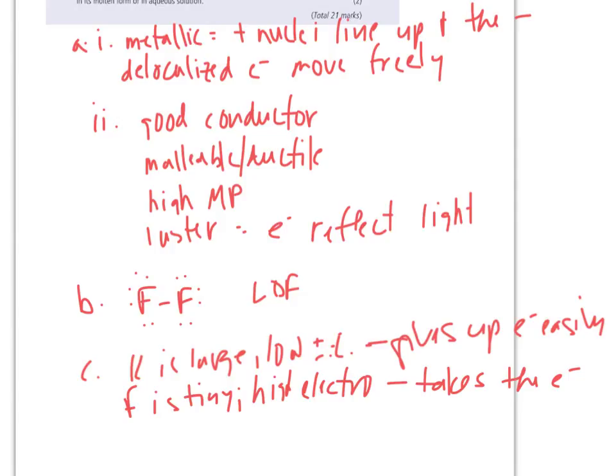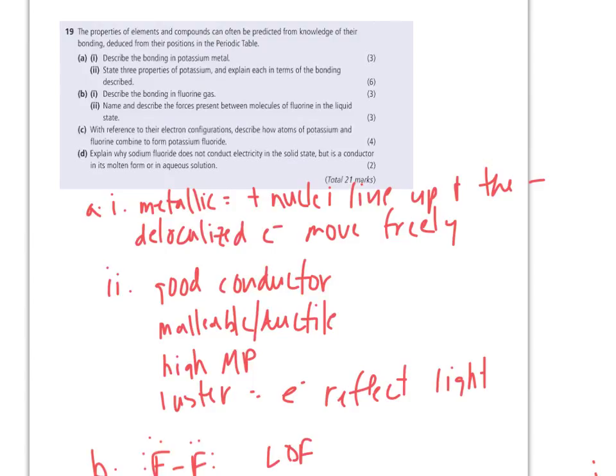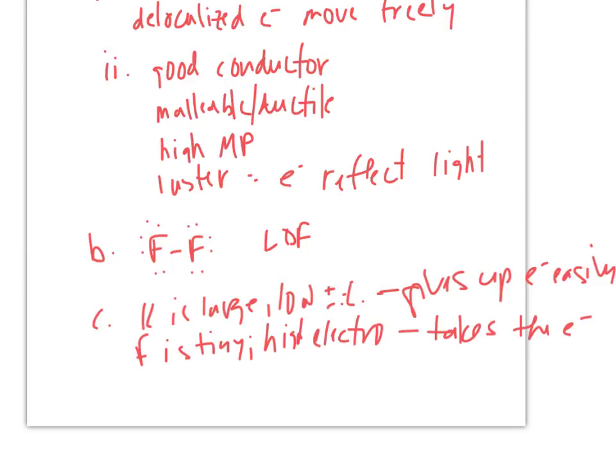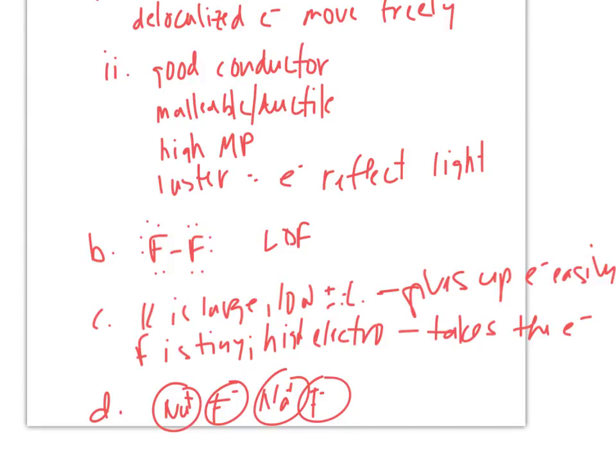And then D says, explain why sodium fluoride does not conduct electricity in the solid state, but is a conductor in its molten form. Well, in its solid state, we have Na plus alternating with F minus, and they're held rigidly together by the electrostatic attraction between the positive and negatives. So there's not freedom for those ions to move and conduct electricity. In the liquid state, though, as the very polar water molecule spreads out the sodium and the fluorine, the individual ions would be free to move, making them good conductors at that point.